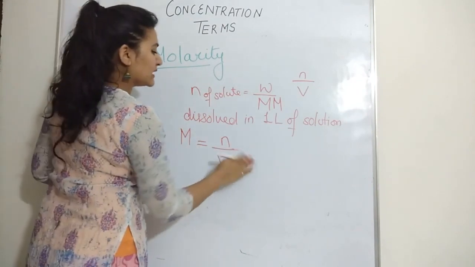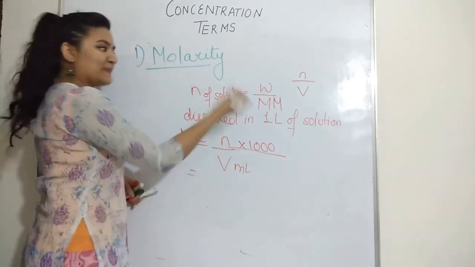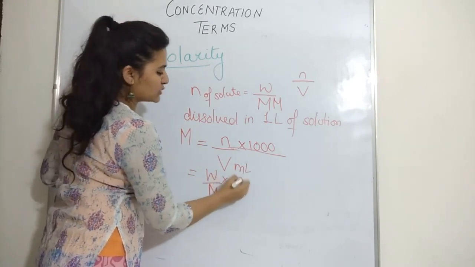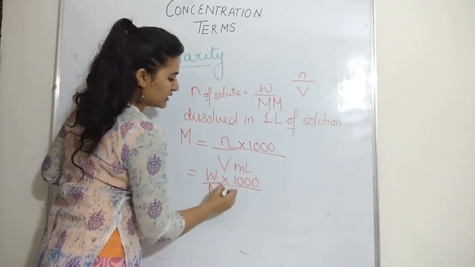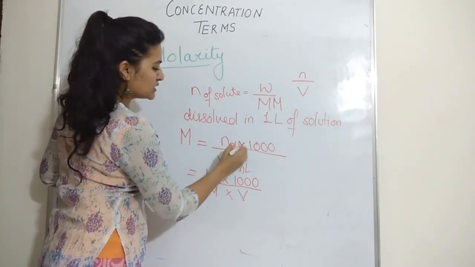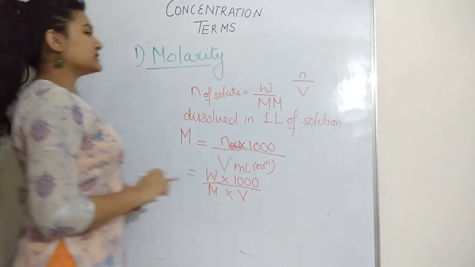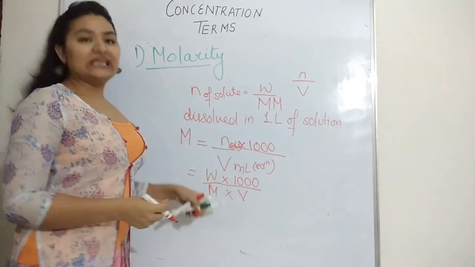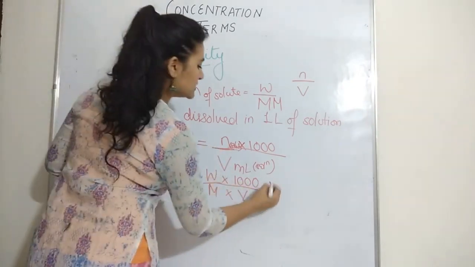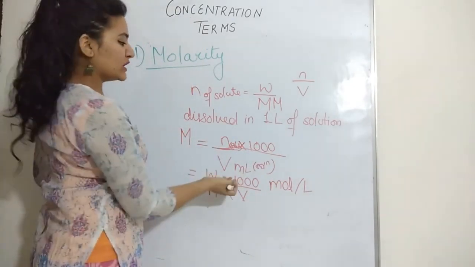The same thing can also be written as, N we can expand, W upon M into 1000 upon V of the solution. This is of solute and this is of the solution. Alright. Now this is expressed in mole per liter because you have mole above and liter below. So this is mole per liter. Or over here mole per ml.